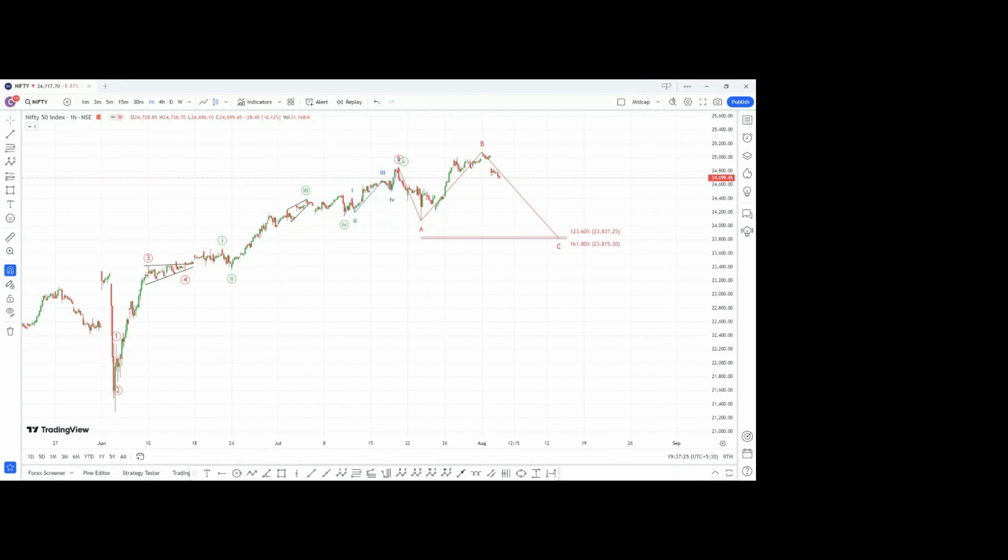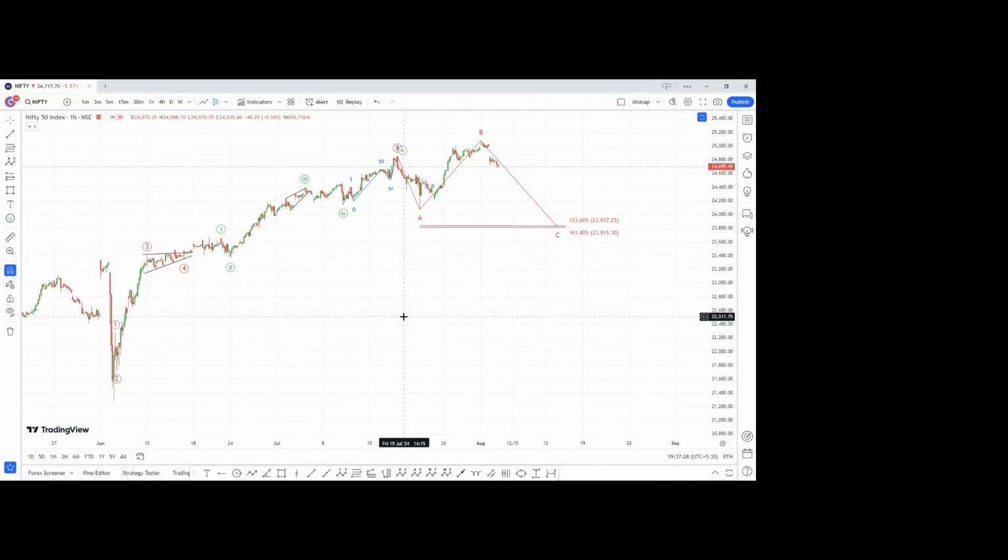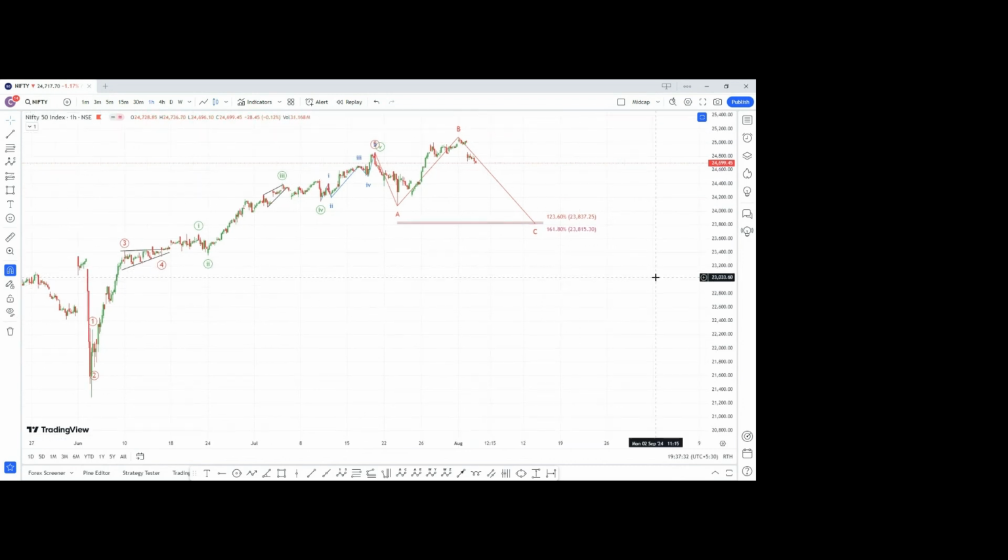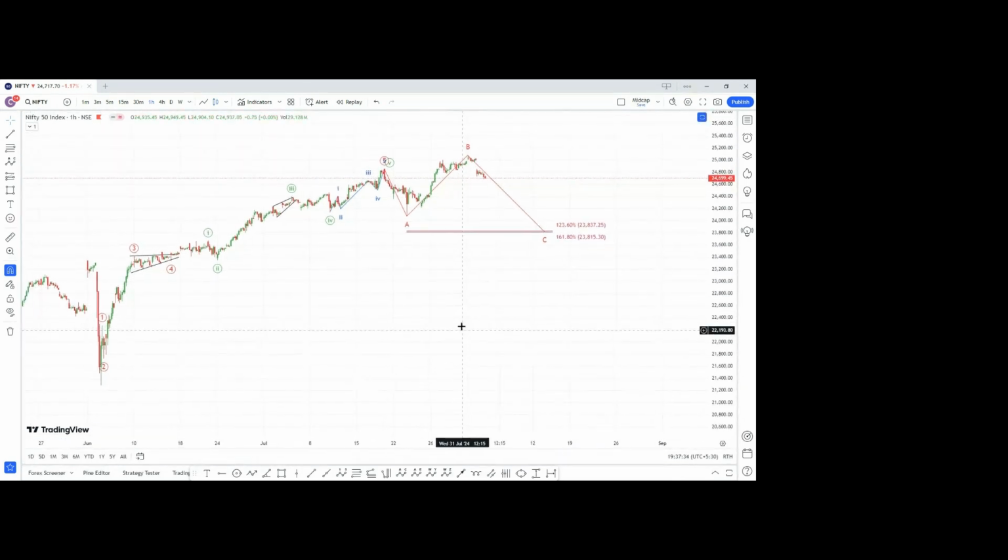So good evening, guys. As far as the Nifty is trading, I'm going to talk about Elliott waves and how we can derive the further movement of price action of Nifty in the hourly time frame. There are going to be two views: an initial view and an alternate view. We are now going to talk about the initial view.